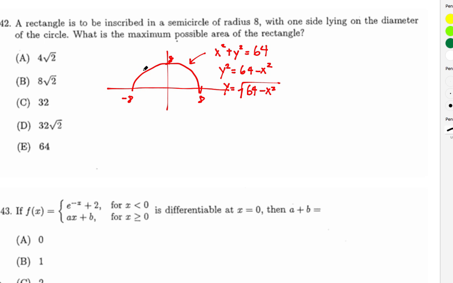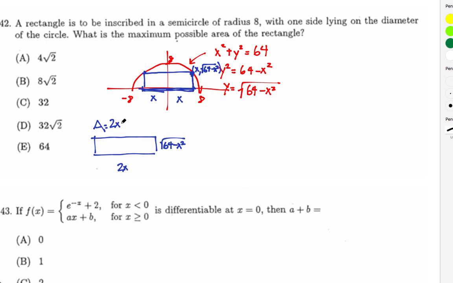A little bit tricky here, so we're going to just plop a rectangle inside of here, and we want to maximize this area. So basically, what is this base? Well, this point right here is x comma, and we found our y, root 64 minus x squared, right? So that means this side length right here is x, and this side length right here is also x. So the base is 2x. And the height is our y coordinate, which is root 64 minus x squared. And so our area is 2x root 64 minus x squared.